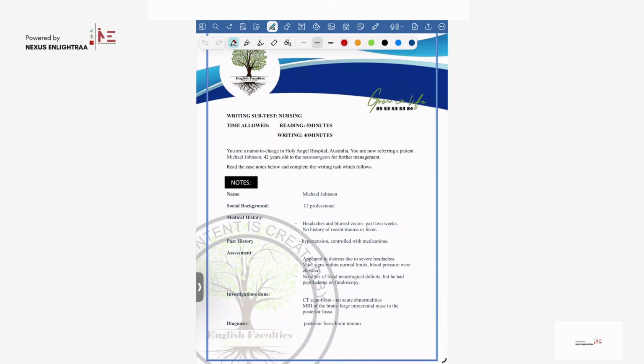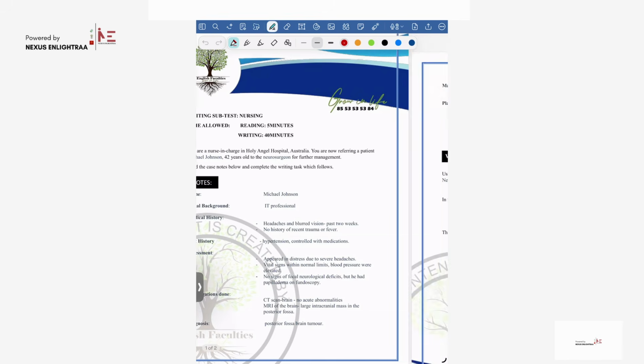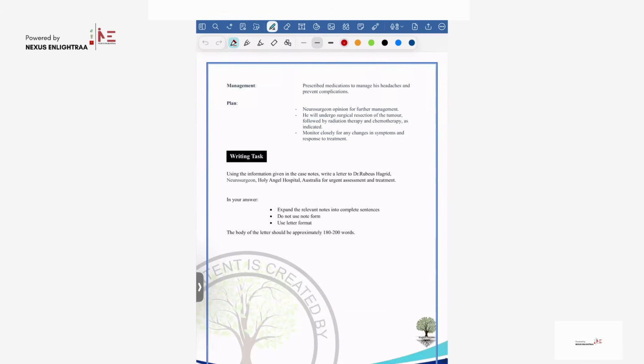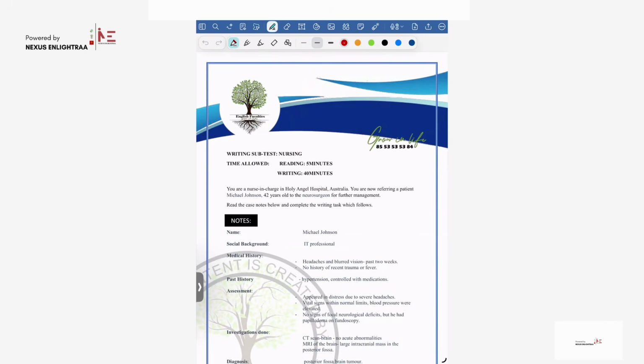This is a very simplified version of a writing subtest. We designed this for students who are just starting to write the OET letter. The very first thing you must do before you write even a single word is read. Read this task instruction carefully. Many students make the mistake of rushing straight into writing. Don't do that. Take your 5 minutes. You get 5 minutes to read this and take it seriously.